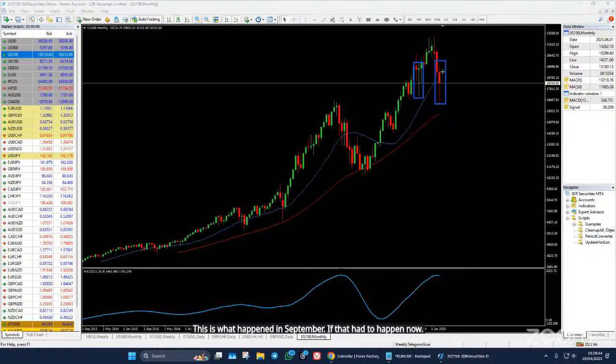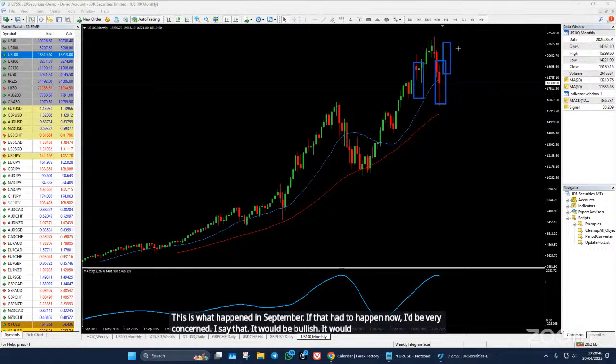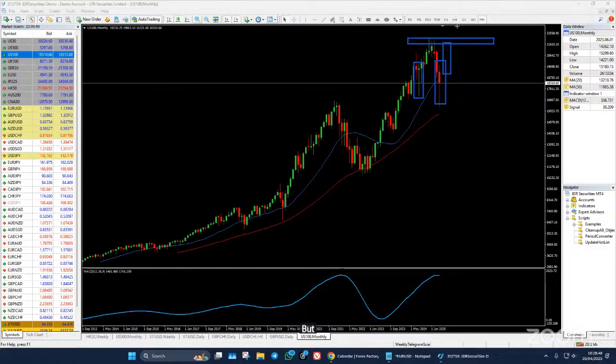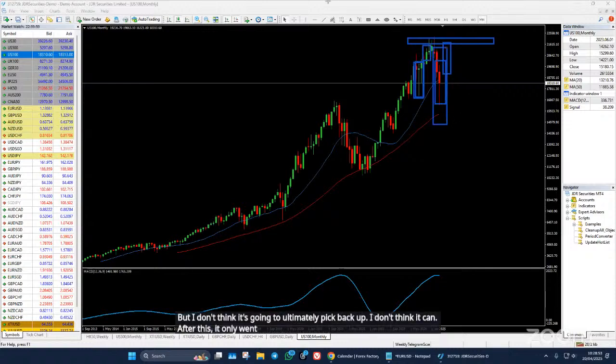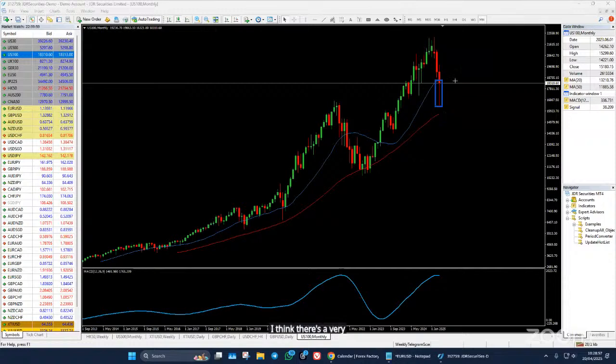I say that, it would be bullish. It would mean the market's going to try to push higher, but I don't think it's going to ultimately pick back up. I don't think it can. After this, it only went up a little bit and then it crashed. So I would be very cautious of that. I think there's a very fair chance we'll close down, and then I think we've got to look at April. I think that's more likely.